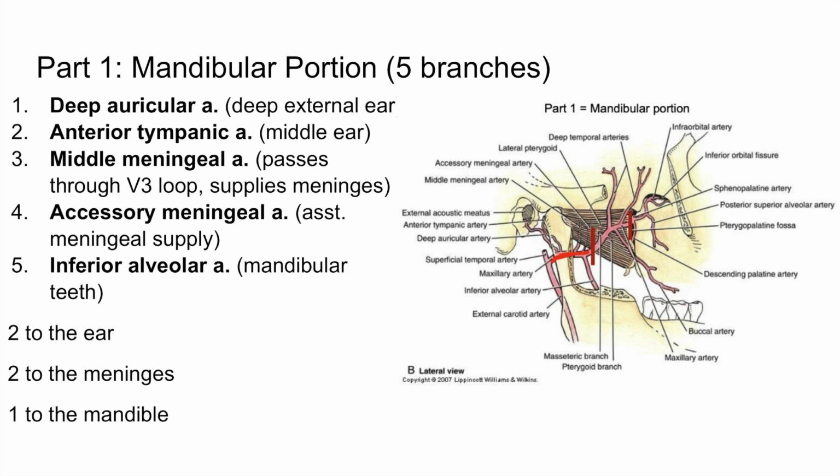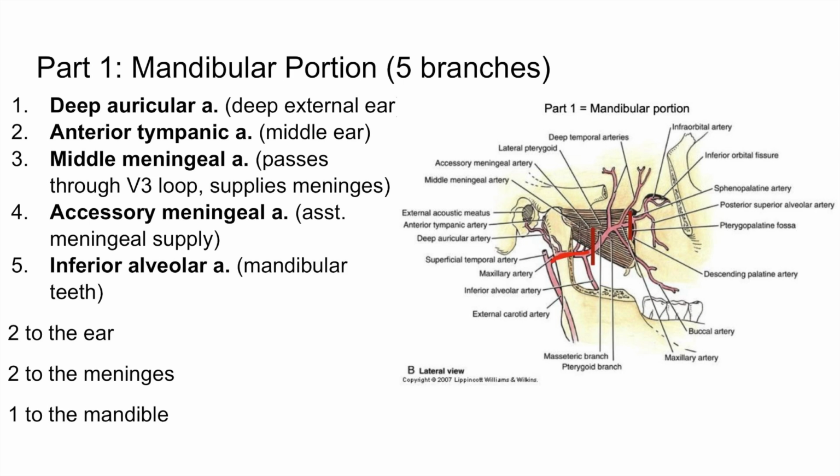Finally, the inferior alveolar artery is the one going to the mandible. It enters the mandibular foramen and travels within the mandibular canal to supply the lower teeth, which is why it's clinically relevant for dental anesthesia and procedures. So that's your 1 to the mandible section. So again, part 1 equals those 5 branches organized as 2 to the ear, 2 to the meningeal, 1 to the mandibular. And if you remember that distinction, you can have your guesswork on the exam be pretty solid.